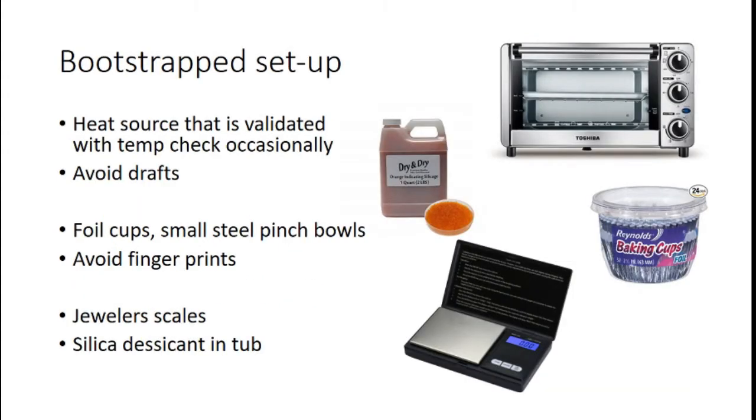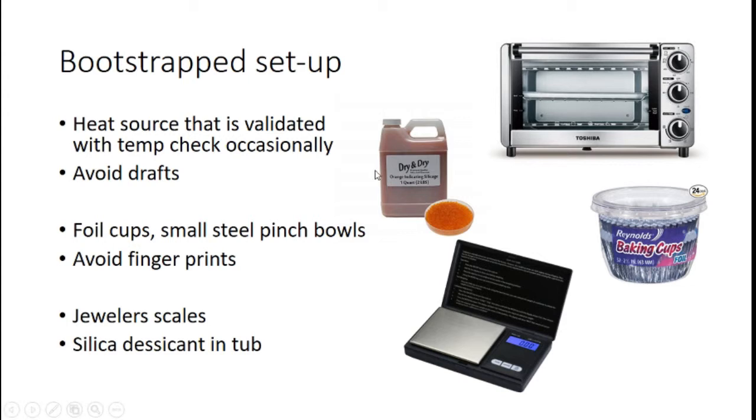I have worked in countries where they say, well, that's great, I would love to do moisture content, but I don't have all the access to these fancy things. Well, there are ways to do bootstrap setups for moisture content using gravimetric methods. Main thing is you need a heat source. I've seen organizations use toaster ovens or small ovens that are going to give a consistent heat source that can be checked with a thermometer.